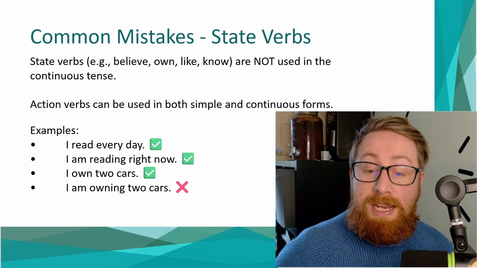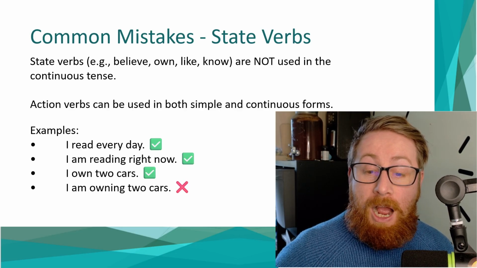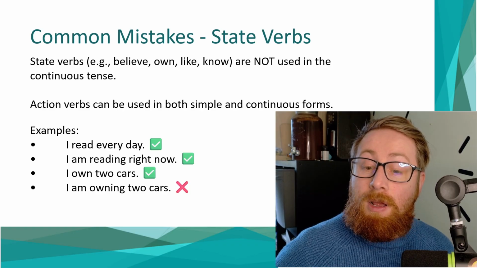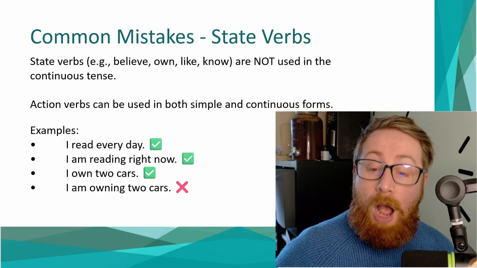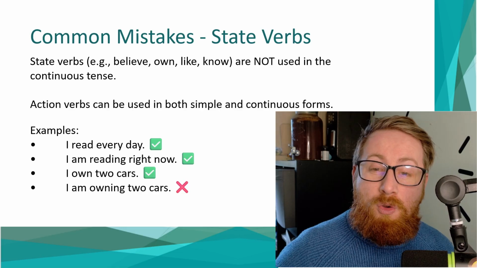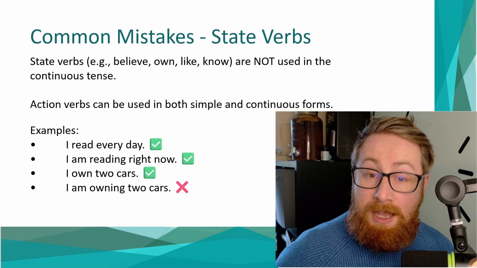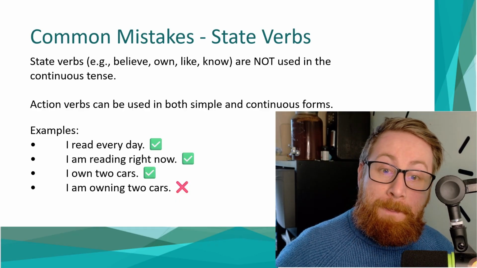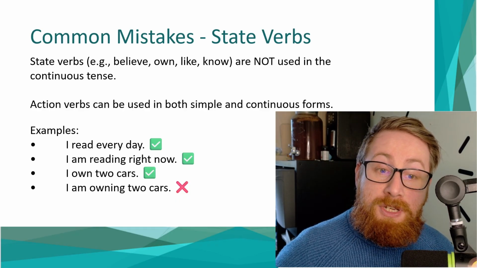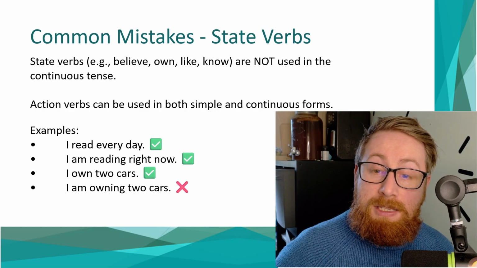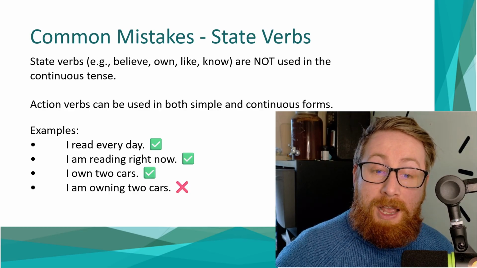So, I read every day. I am reading right now. These are correct. I own 2 cars. I am owning 2 cars. This is incorrect and is a common mistake. Own is a state verb. So we don't usually use it with am, is, are plus the verb ing.